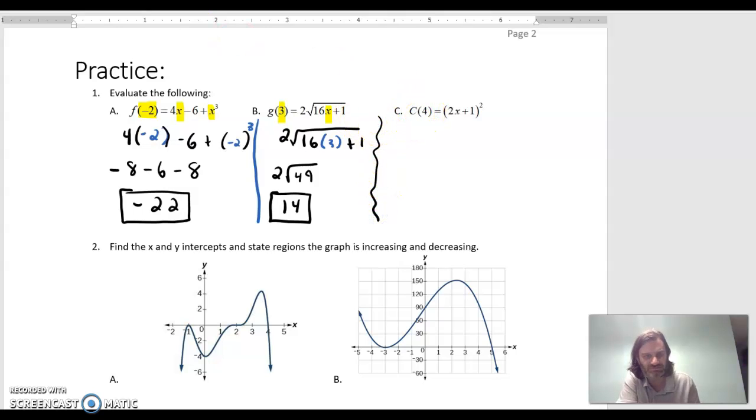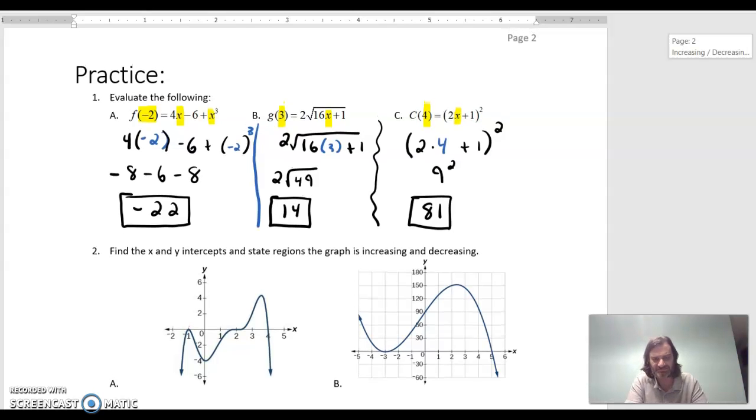C of 4, 4 is our input, is equal to the quantity of 2x plus 1 squared. So we're going to take the 4 and place it everywhere we have an x. So that'll be 2 times 4 plus 1. Then when we get that total, it'll be squared. So basically that will be 9 squared, so that'll be 81. So 4 goes in the function, 81 comes out. So we're just evaluating functions.